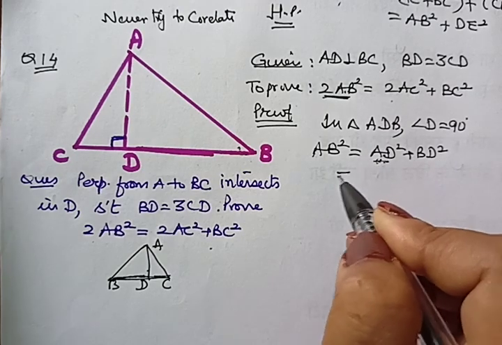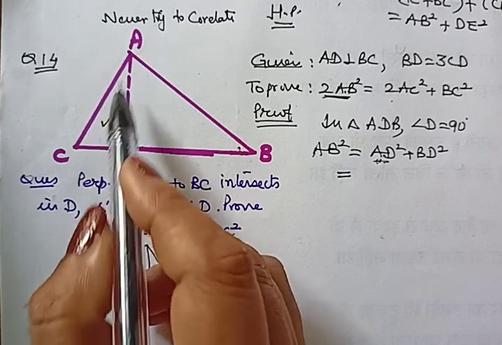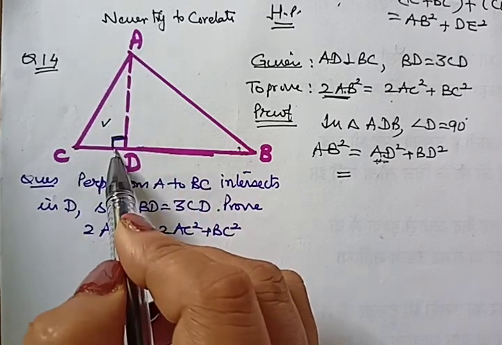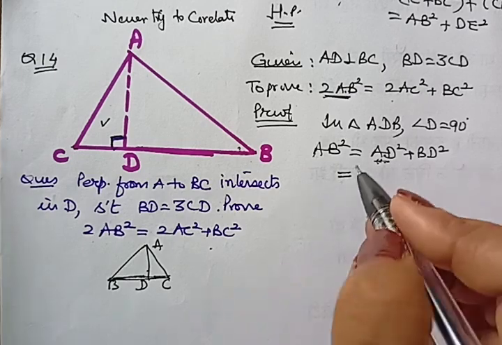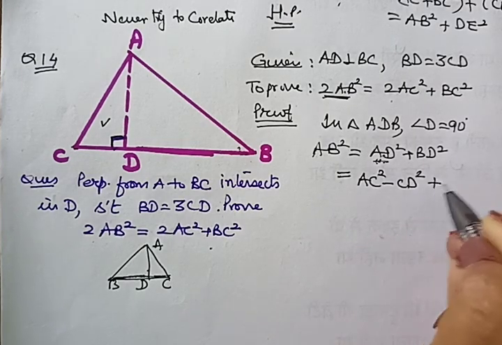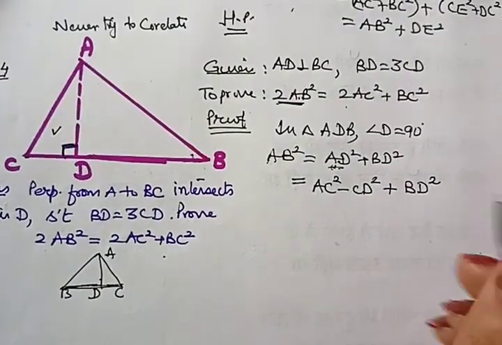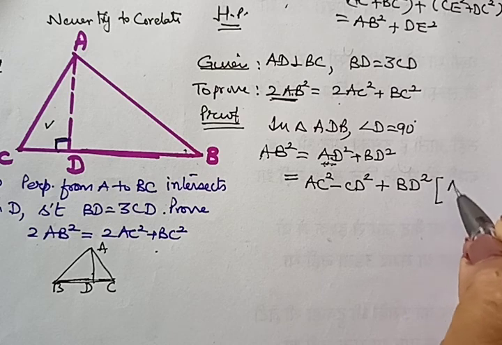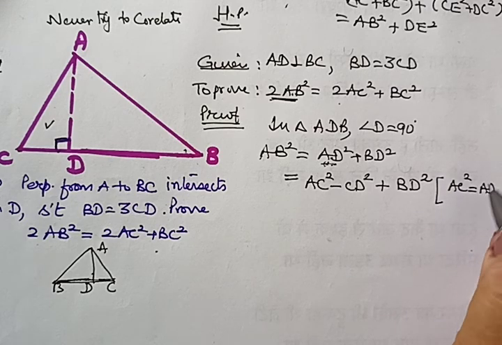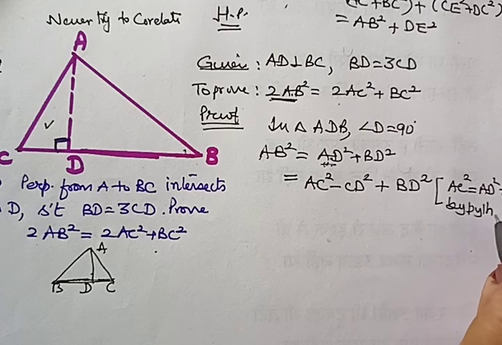So can I say that if I apply Pythagoras theorem in this triangle, AD square is equal to AC square minus CD square? You may write it as a separate step, you may write it straight away. AC square minus CD square, and I have written BD square as such, no change here. So here you can give the reason that AC square is equal to AD square plus CD square by Pythagoras theorem.